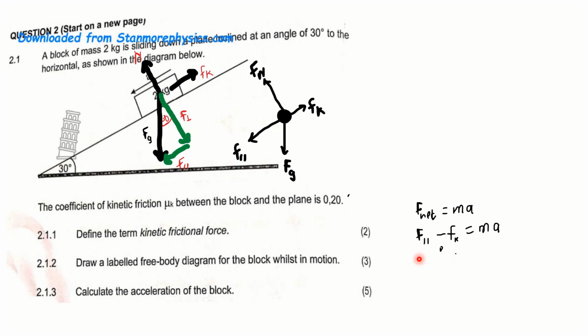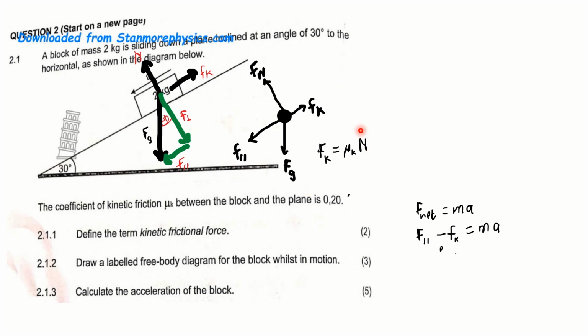However, there is a problem now. What is F parallel? It's not given. What is frictional force? It's not given. I don't even have friction force. However, if you check at the back of your question paper, there is a relationship between friction force and normal force, and that's the relationship we are going to use. Friction force is equal to mu k multiplied by normal force, or N. What is this mu k? It is 0,2, we are given. That's the coefficient of kinetic friction.